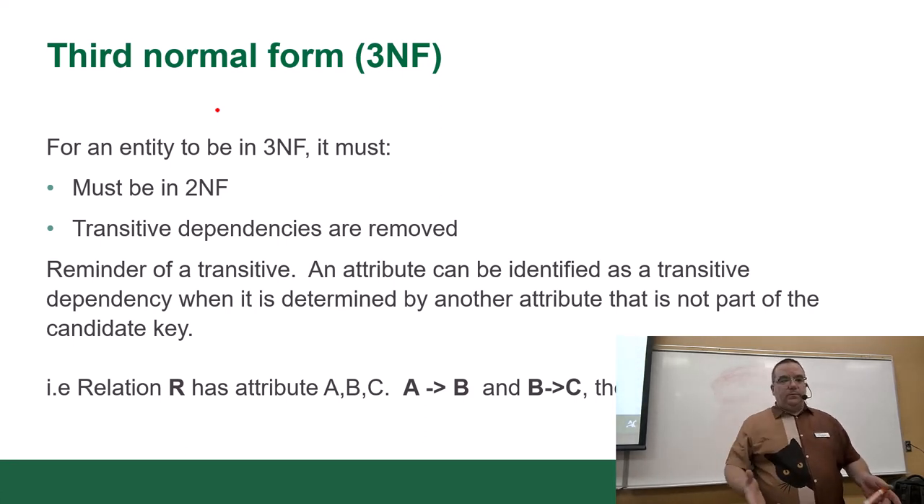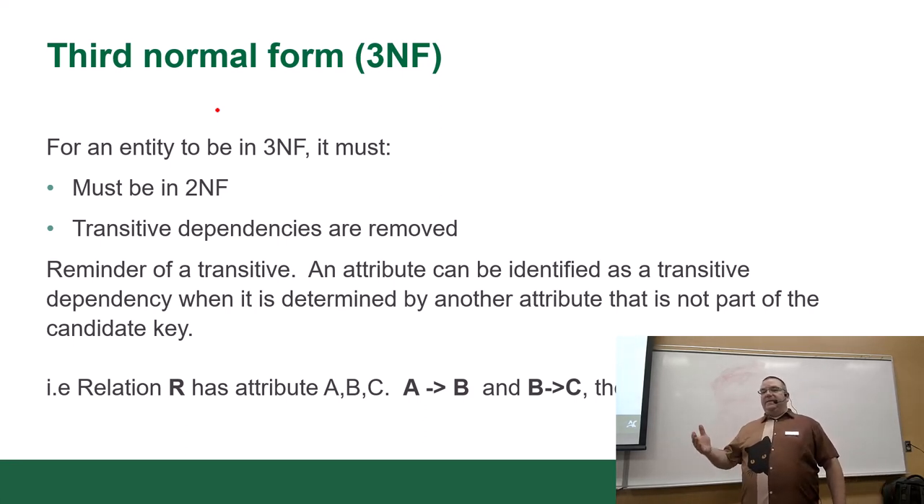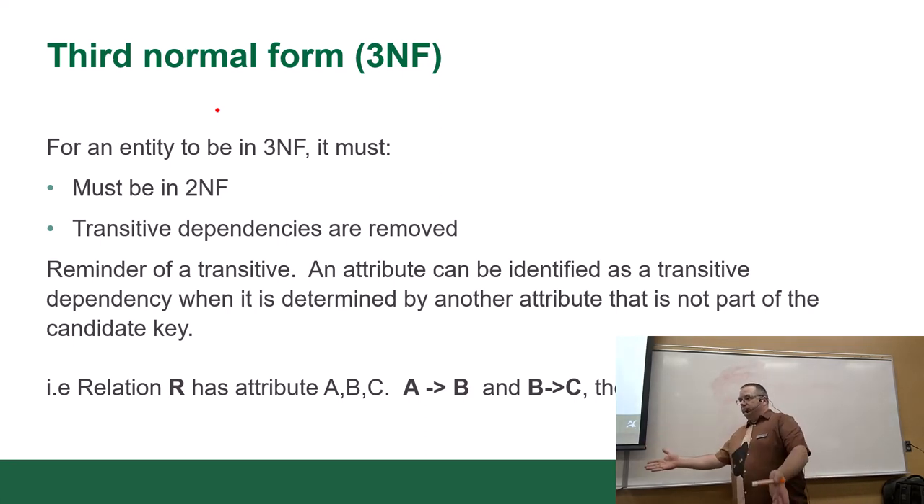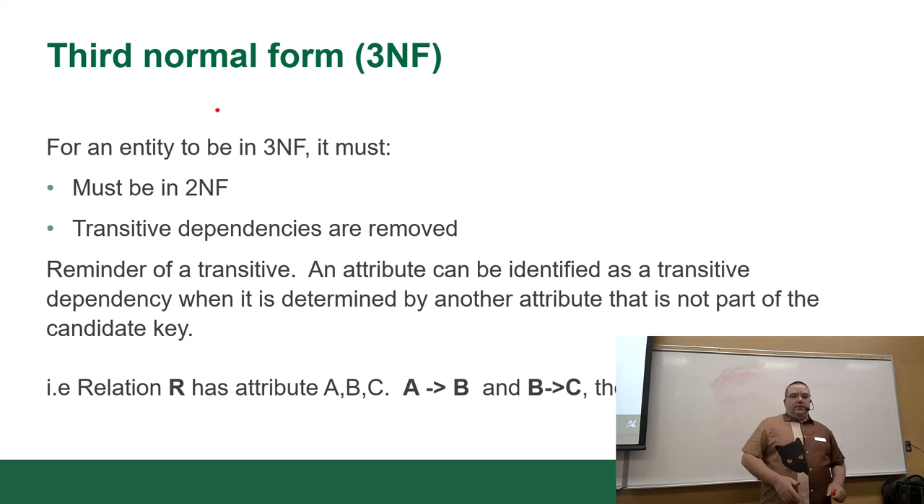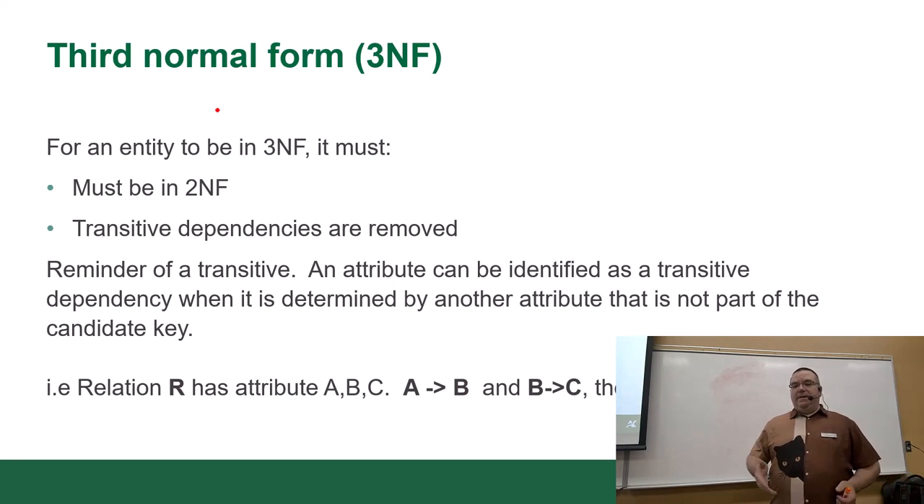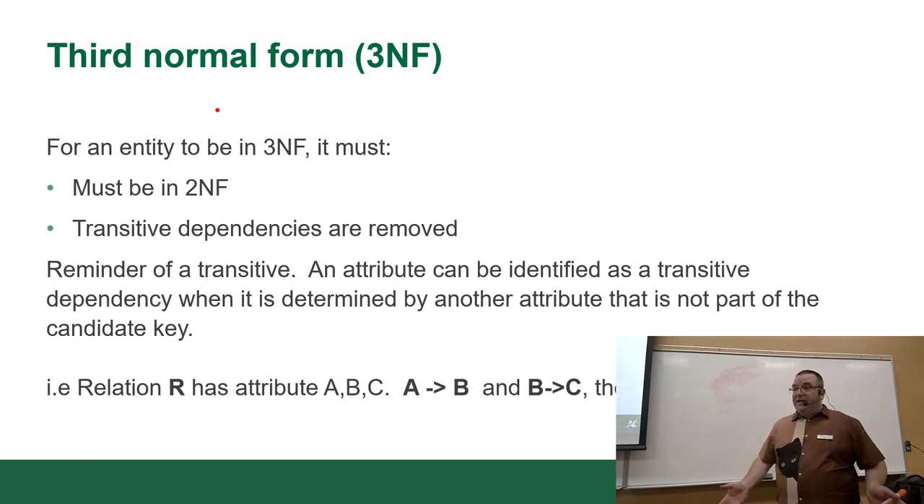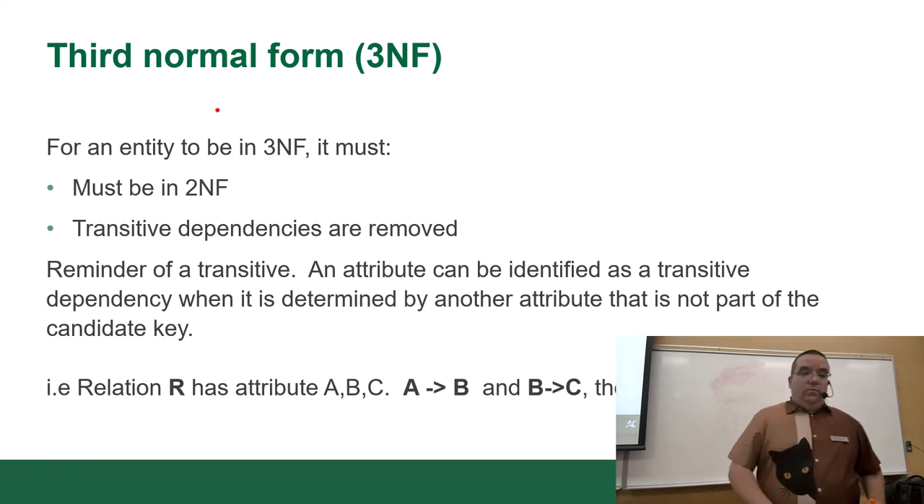So a reminder, what is a transitive dependency? It's when an attribute can be identified by another attribute that is not part of the candidate key or the primary key or whatever you want to call it. So again, if relation R has attributes A, B, C, and A determines B and B determines C, you can say that A will determine C. We don't want that. We fix it by breaking it out.